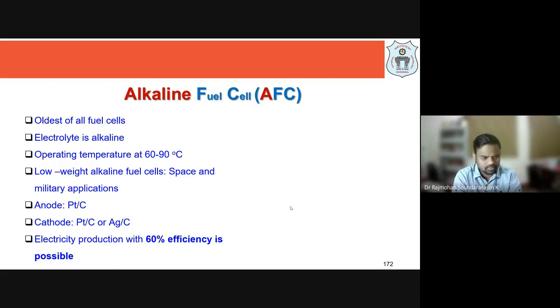Silver supported on carbon. When we say platinum and carbon, it is like 10 weight percentage of platinum supported on activated carbon. This activated carbon can be, say, Vulcan carbon, or even in place of carbon we can use carbon nanotubes as the support. Remember, carbon nanotubes are costlier than carbon, but the advantage is they have a high specific surface area.